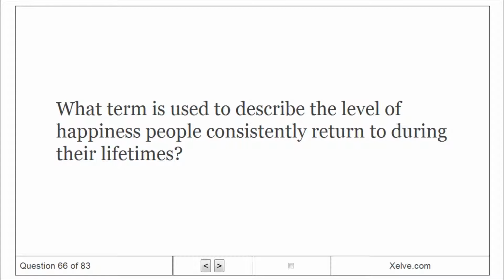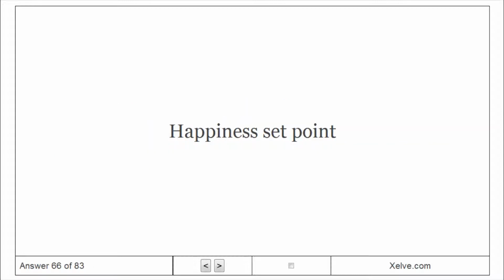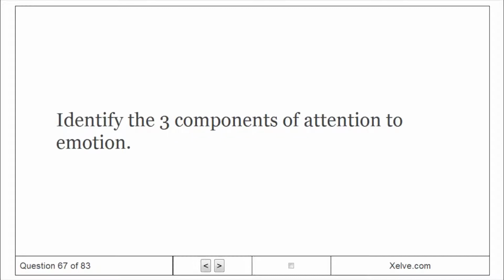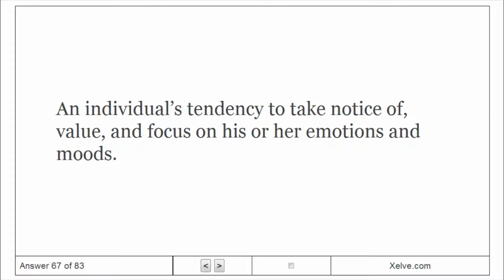What term is used to describe the level of happiness people consistently return to during their lifetimes? Happiness set point. Identify the three components of attention to emotion. An individual's tendency to take notice of, value, and focus on his or her emotions and moods.